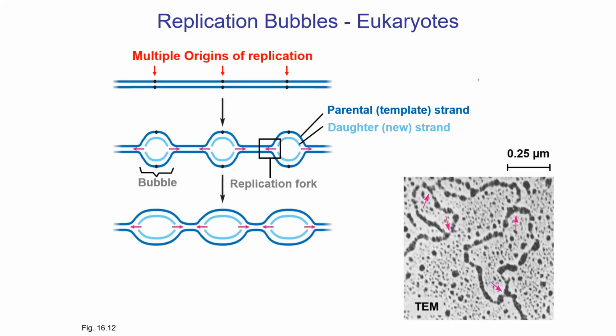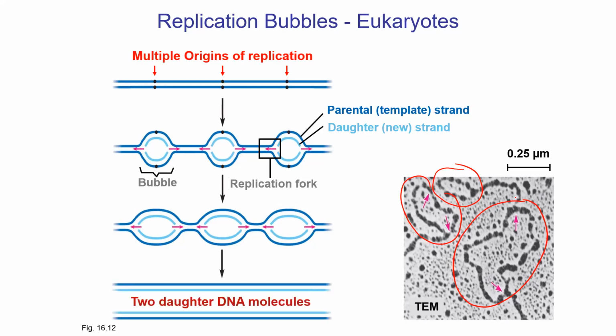And there's an electron micrograph. You can see a whole bunch of replication bubbles there. You can see there's one here, another one here, another one here. And the arrows represent the replication forks. So eventually, the replication bubbles are going to merge, and you'll end up with your 2 daughter DNA molecules. And that's kind of the basics of replication.